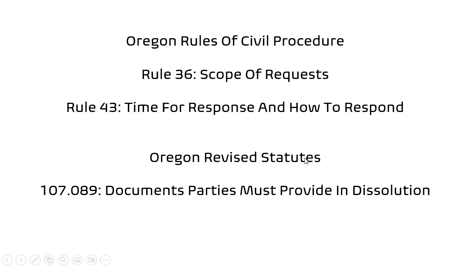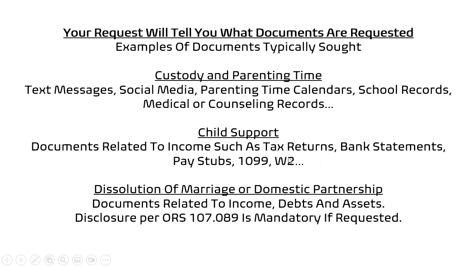Okay, this process is governed by the Oregon Rules of Civil Procedure. I would encourage you to look at Rules 36 and 43. We're also going to have a look at Oregon Revised Statute 107.089. So in terms of what kinds of documents are typically sought in a family law case, in custody and parenting time cases, it's usually documents regarding the kiddo, child support, income documents, and dissolution cases involve a wider variety of documents because in dissolution cases, you are dividing debt and assets.